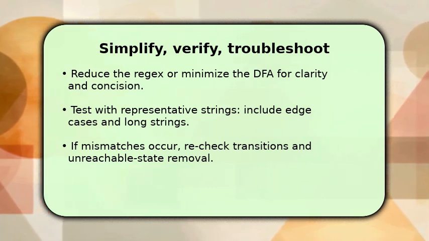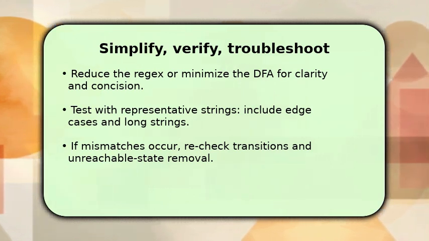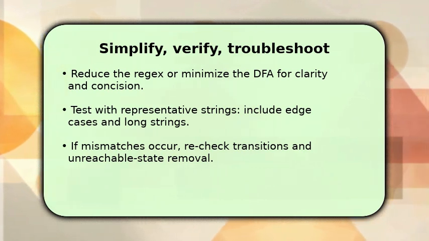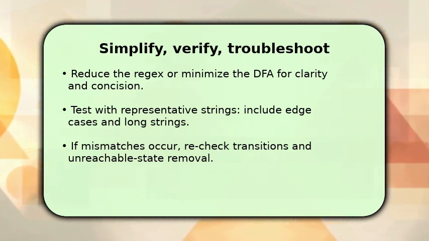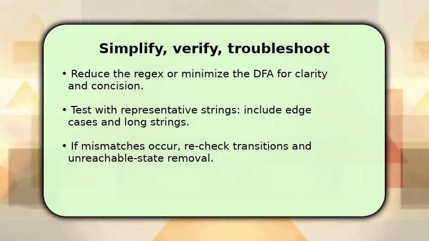If a string behaves unexpectedly, make sure to recheck transition labels, overlooked epsilon equivalents, and whether you accidentally removed a reachable state. A key troubleshooting tip: when results disagree, run stepwise simulations from Q0 on the problematic string to pinpoint the exact faulty transition.